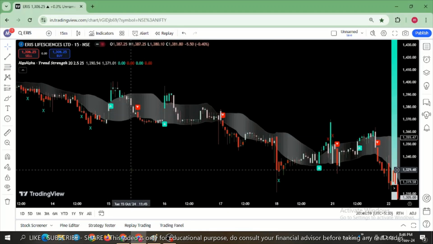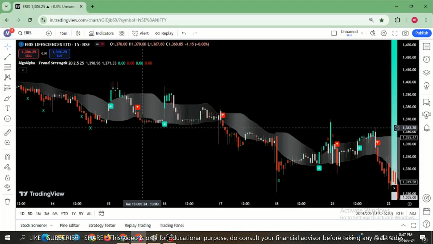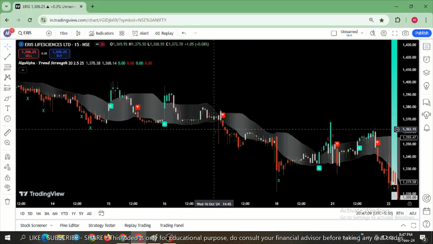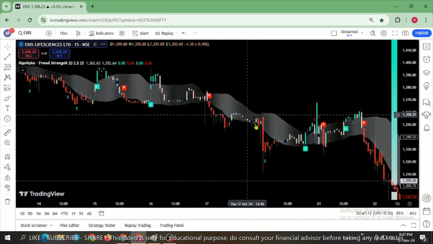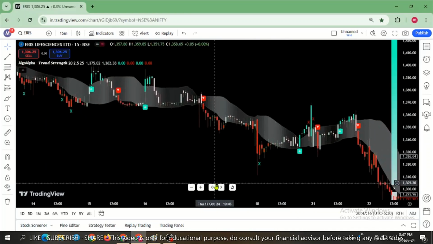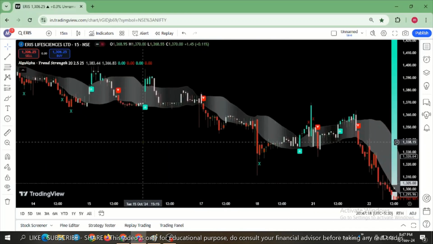If you see the buy signal, you can enter. If you see the sell signal, you can enter on the downside. Only thing, if you see price in between the cloud, you should not enter. That is the key thing in this. And we don't work with one single indicator, right? To get a double confirmation, we'll add one more indicator.